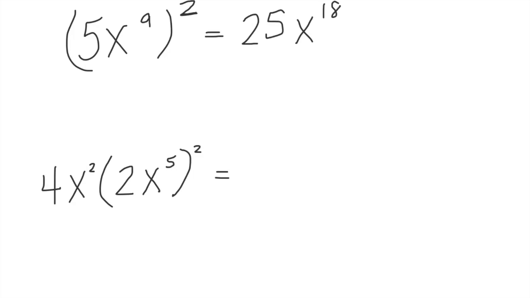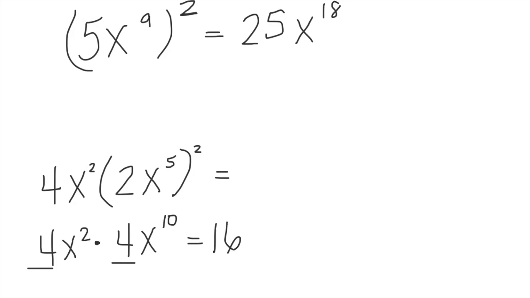So now with this one, we start off with the parentheses. 2 squared is 4. Let me write here 4x squared times. Okay, 2 squared is 4. X to the 5th squared is x to the 10th. 4 times 4, 16. And then 2 plus 10, x to the 12th.